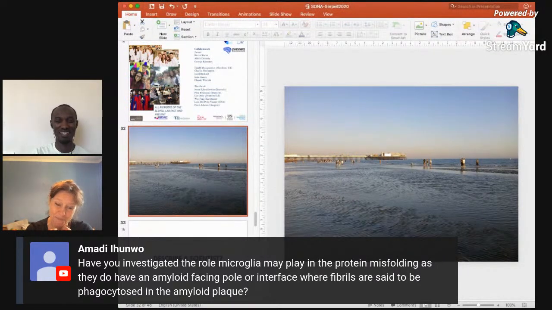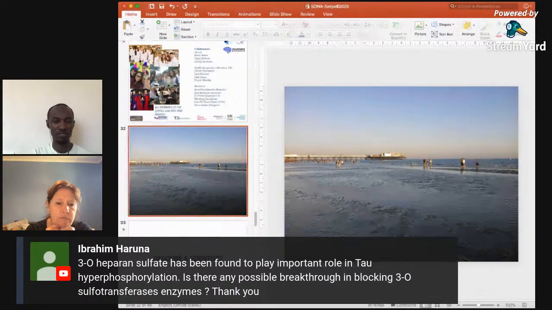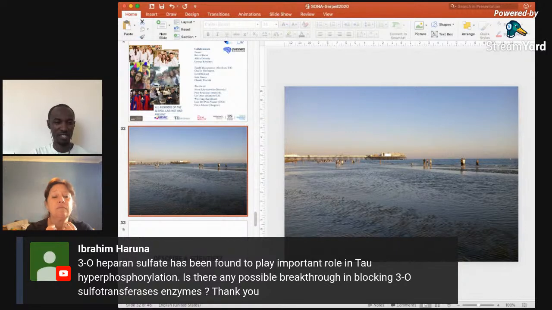So I apologize. Okay. So we've got another question from Ibrahim Haruna. He said 3-O-heparin sulfate has been found to play important role in tau hyperphosphorylation. Is there any possible breakthrough in blocking 3-O-sulfotransferase enzymes? I have to be honest, I don't know very much about this particular aspect. So I don't know if I can answer this without making something up. So I don't know the answer to that.